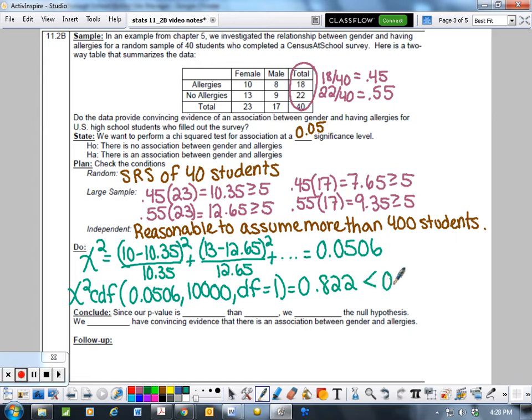We compare it to our significance level. Is it less than 0.05? Definitely not. So since our value is not less than 0.05, we fail to reject our null hypothesis, which means we do not have convincing evidence that there is a relationship between gender and allergies. Follow-up not needed because we failed to reject.